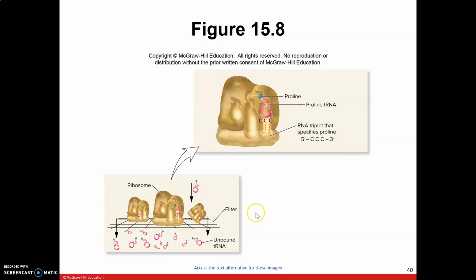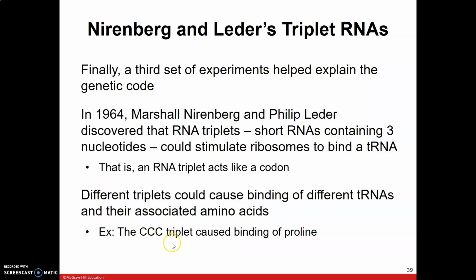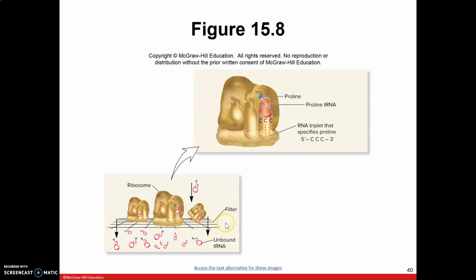And so in that way, they were able to determine that, for example, the CCC triplet causes the binding of proline to a transfer RNA. To do that, you also had to have ribosomes in the mix. So here is the small subunit and the large subunit. We'll talk about each of these sites in a minute. Here's the CCC piece of RNA. The transfer RNA carrying proline was the only transfer RNA that had an anticodon to CCC, so that proline would fit into this site.